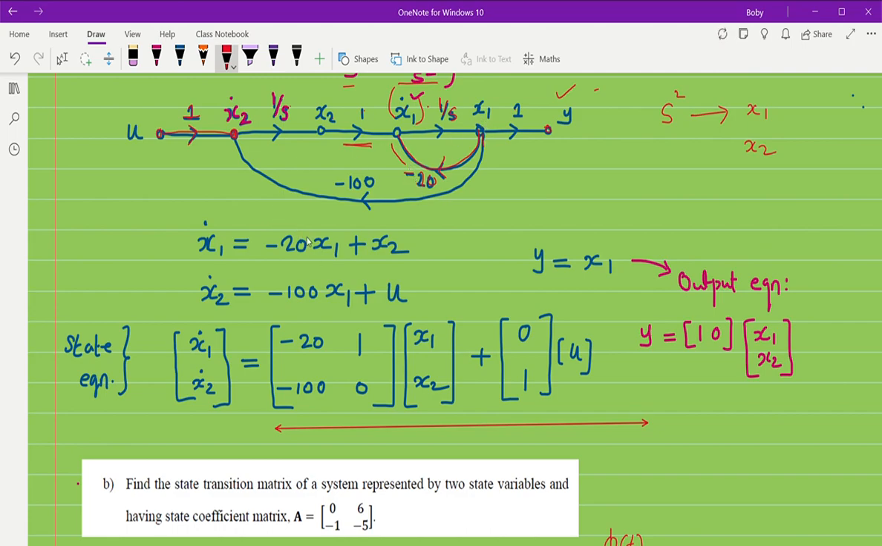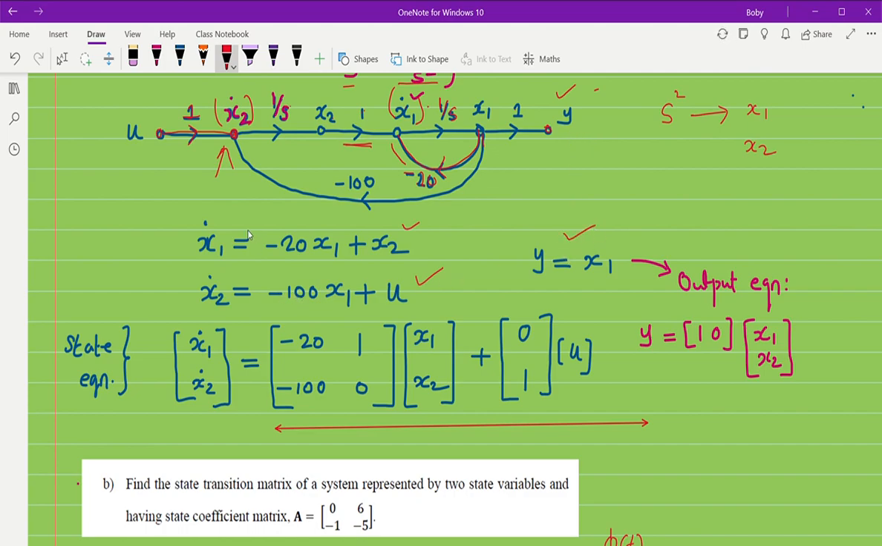So minus 20 x1 plus x2. Now if we want to find x2 dot, we have to come here. You can see for x2 dot, there are two paths: minus 100 times x1 plus 1 times u. The output y is nothing but x1.